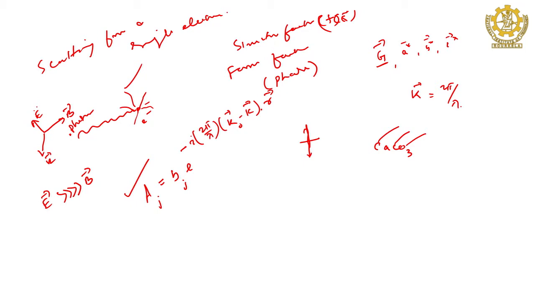Then what will happen if there are two electrons? Suppose here is an electron, here is another electron, like helium.